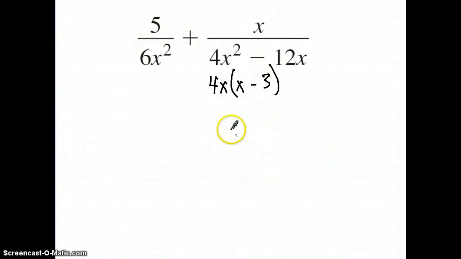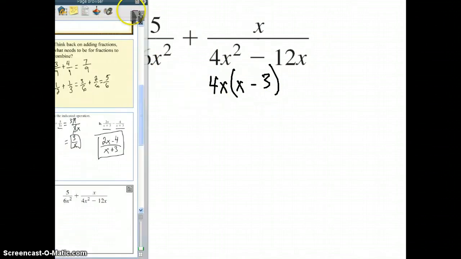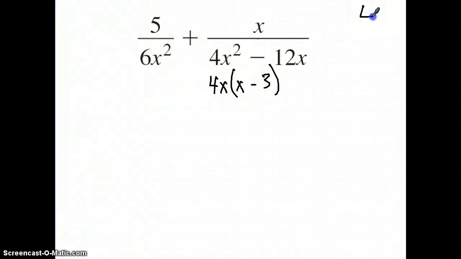Okay, so we look at, well, we need a denominator that can include all of these pieces. So we ask ourselves, what's the lowest common denominator of 6 and 4? Over here, we're going to write out what our LCD is. The lowest common denominator of 4 and 6 will be 12, because 6 goes into 12 and 4 goes into 12. The lowest common denominator of x squared and x is x squared, because x squared goes into x squared and x goes into x squared.